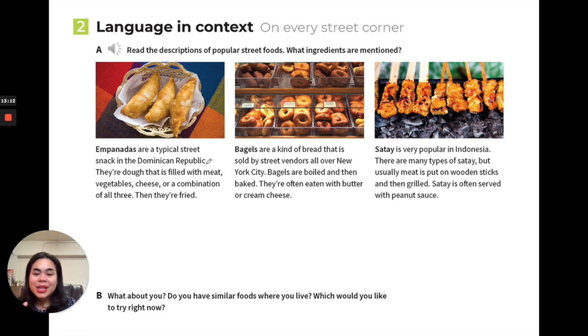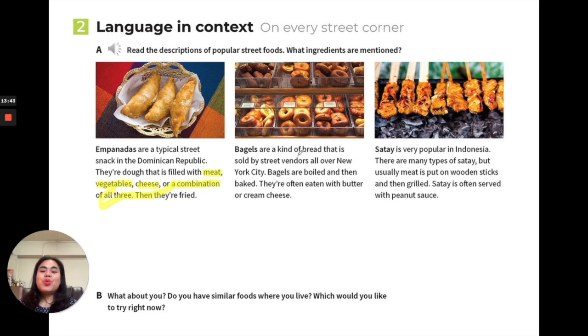Well, the filling could be meat, vegetables, cheese, or a combination of all three, see? So now we know what the ingredients are. Meat, vegetables, cheese, or even a combination of three if you are greedy, see? Okay. Then they are fried. Then there's also a method of cooking here. So imagine like curry puff in Thai. Okay. That should be the most similar thing.